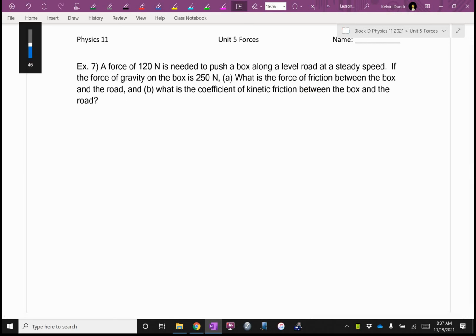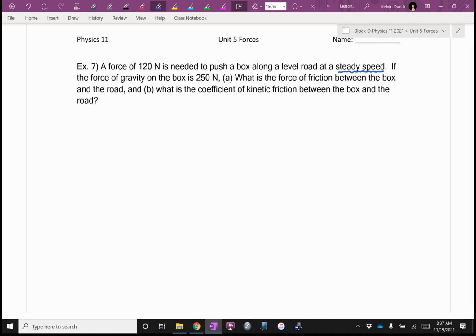Example 7 says this: a force of 120 newtons is needed to push a box along a level road at a steady speed. You know what? I think maybe that's a really important word. What does that tell me? More specific, as a number, what's A exactly? So what else does that tell me?